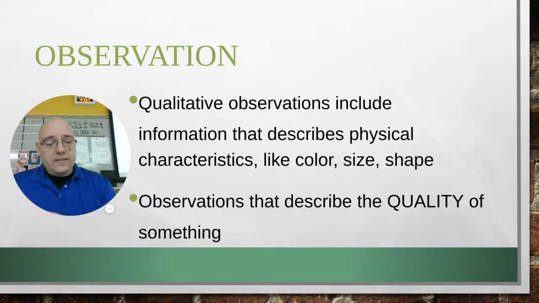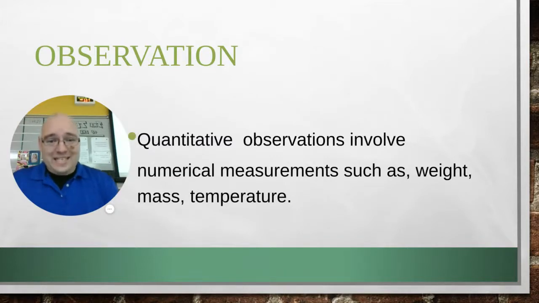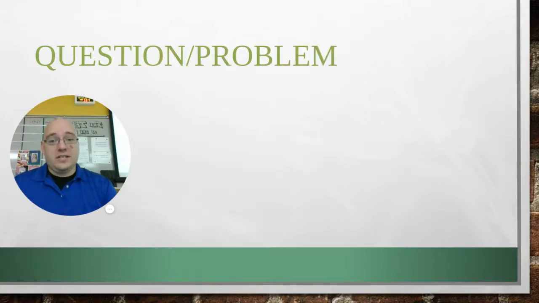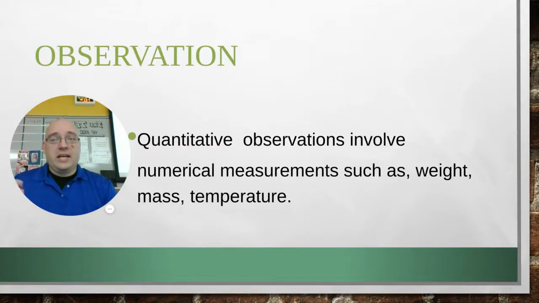And that's what makes something a qualitative. Qualitative. All right. Quantitative observations involve numerical measurements such as weight, mass, temperature. So I weigh 220 pounds. It's currently 72 degrees in the room I'm sitting in. They're quantitative measurements. Quantitative observations require measurements. You're talking about an actual quantity of something, not a quality. You're talking about the quantity.